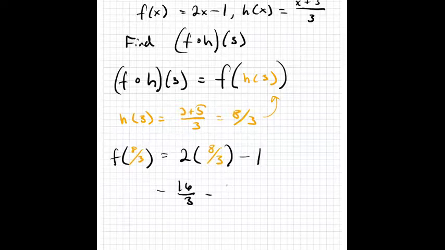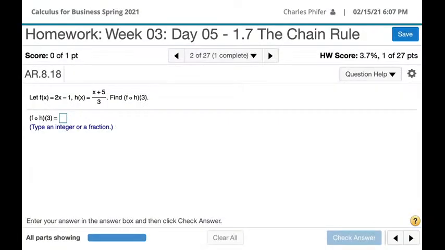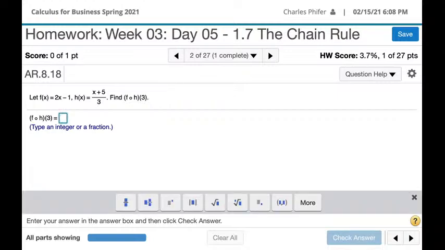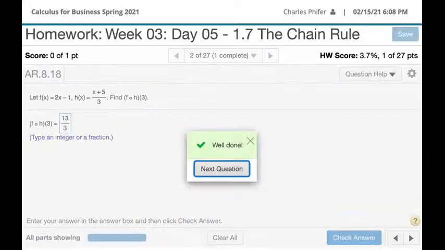So this is just kind of a review of composite functions, or functions within functions, from college algebra. Okay, so we got this. Let's hop over to Pearson and see how we do. Integer or a fraction, 13 over 3. God is good, okay? All right, on to the next one.